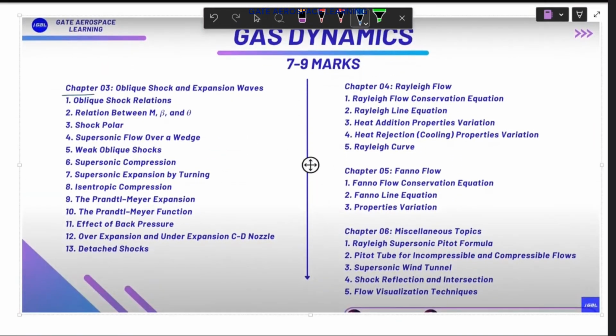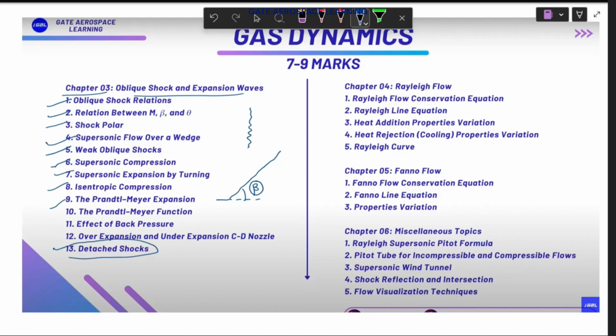Then the third chapter is your oblique shock wave. Your normal shock wave was perpendicular, but in this case, the oblique shock wave will be inclined at some angle. Okay, so this is your shock angle. This is an important topic, you need not worry about it. I'll be beautifully explaining all these topics so that you will understand this, and at the end you will be solving many questions.